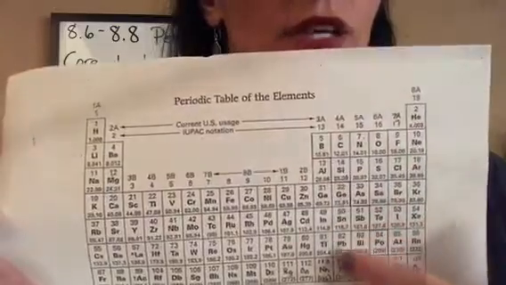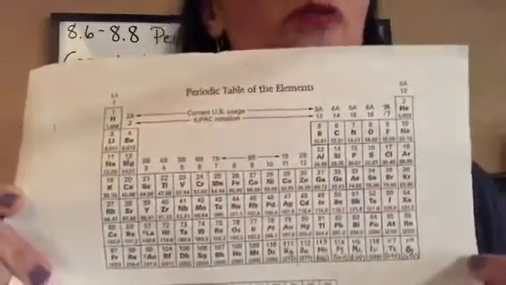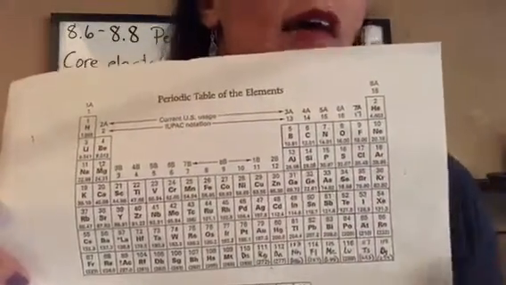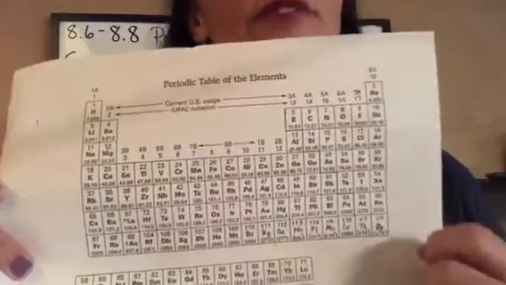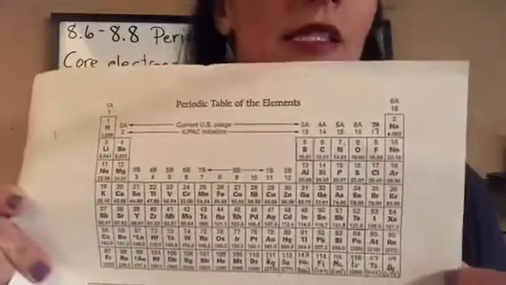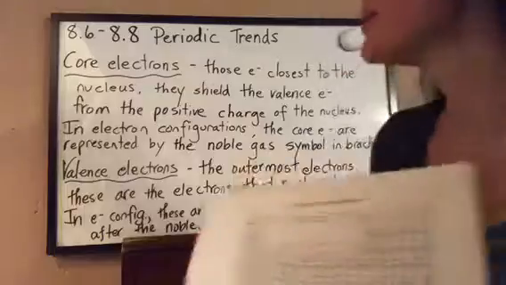4 valence electrons in group 4A, 5 valence electrons in group 5A, 6 valence electrons in group 6A, group 7A, 7 valence electrons, and then group 8A, 8 valence electrons for the noble gases, with the exception of helium, which only has 2 valence electrons.